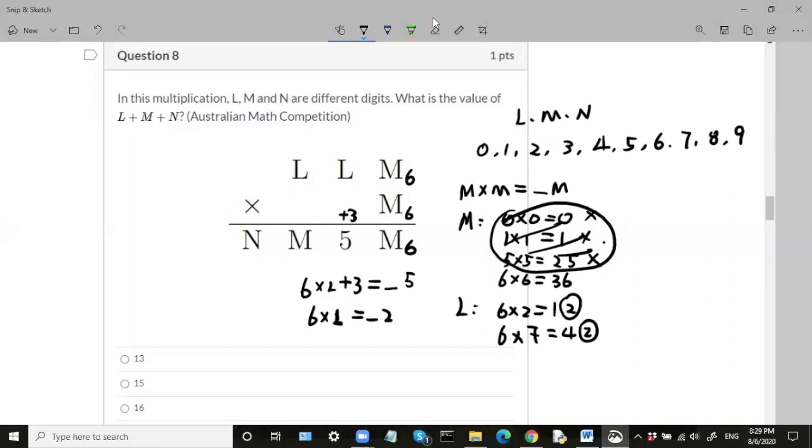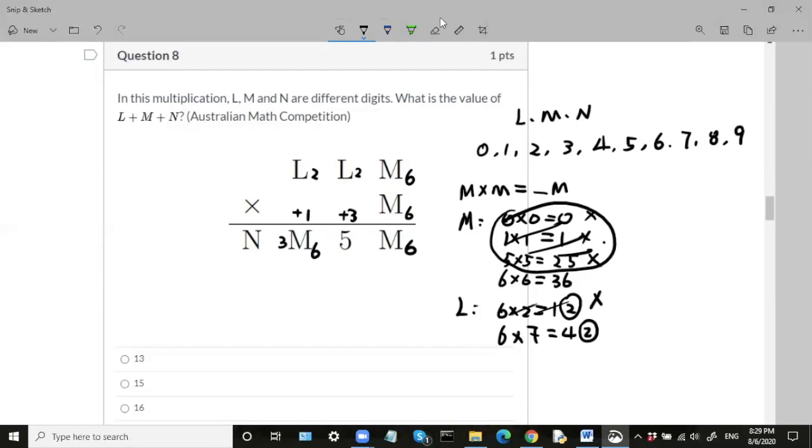Let's check 2 first. If L is 2, then 6 times 2 plus 3 is 15. So we do have 5 here, and then we carry 1. L is 2, so 2 plus 1 is 3, but the N is supposed to be 6. So 2 doesn't work.